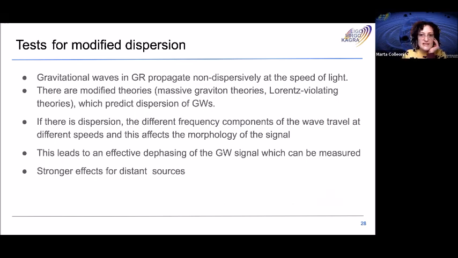So for instance, radiation emitted in the early inspiral will travel more slowly. And this will affect the overall morphology of the signal, leading to an effective dephasing that can be measured and can be modeled. This dephasing affects, more importantly, distant sources because it scales like the luminosity distance of the source. So it's a cumulative effect.